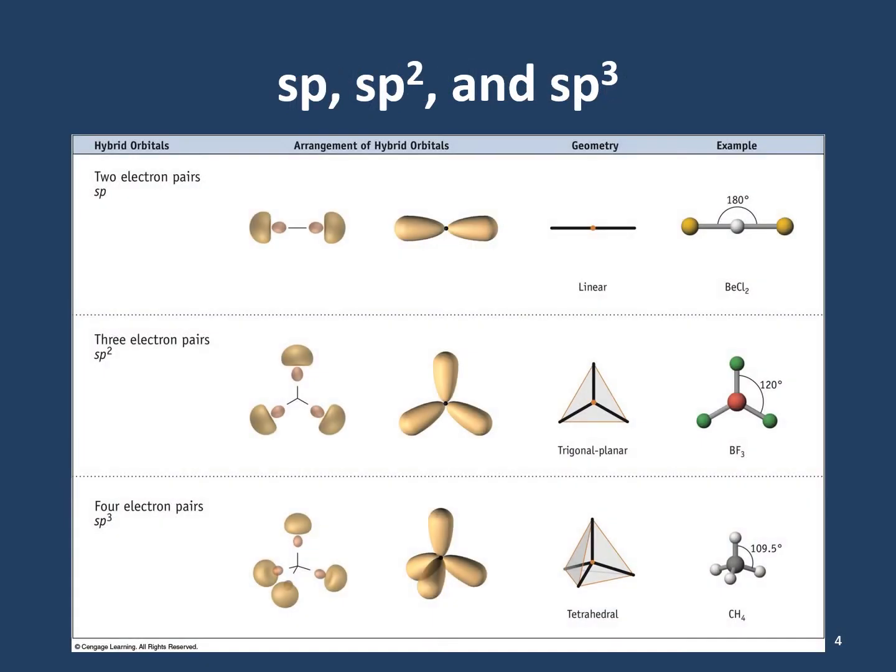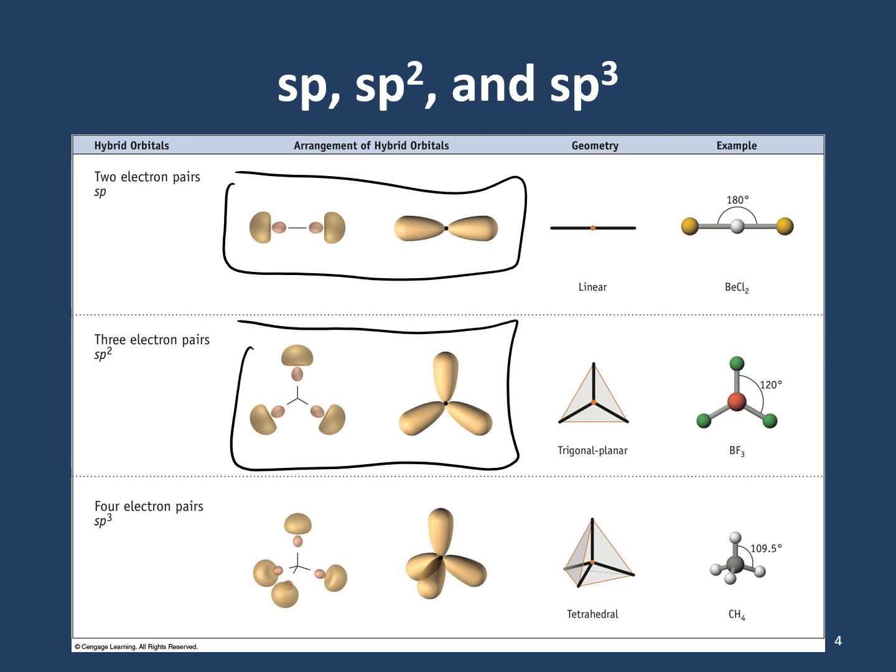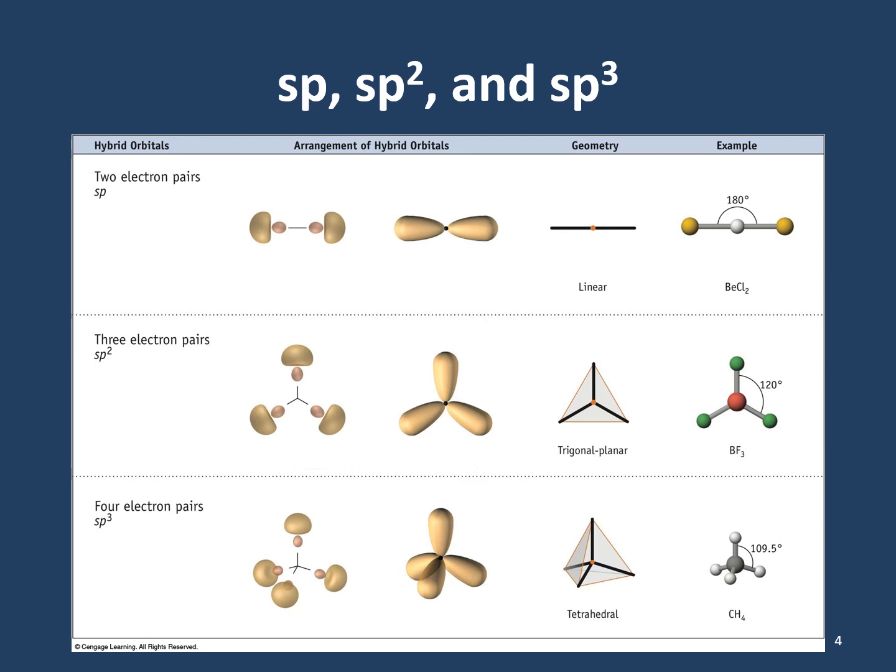Okay, so just a quick overview of the first 3 types of hybrid orbitals. These are really cool pictures. I don't really care if you know what they look like. They're all digitally generated and very difficult to draw, so I don't need you to be able to do anything with those. But what I do need you to know is that sp hybrid orbitals occur when our electron group geometry is linear. sp2 hybrid orbitals occur when our electron group geometry is trigonal planar. sp3 hybrid orbitals occur when our electron group geometry is tetrahedral.